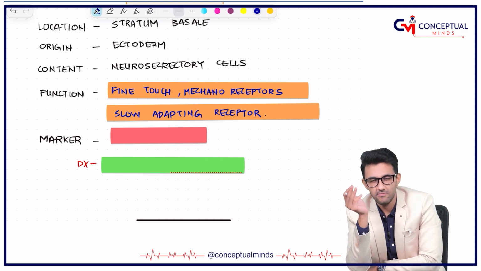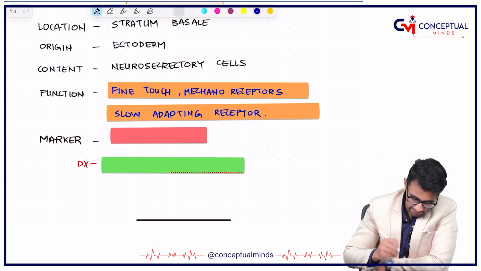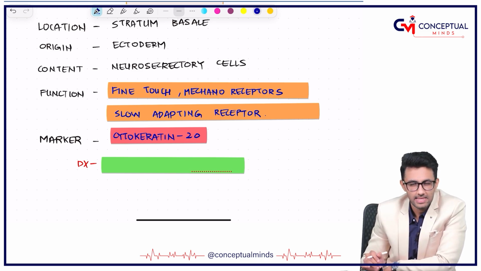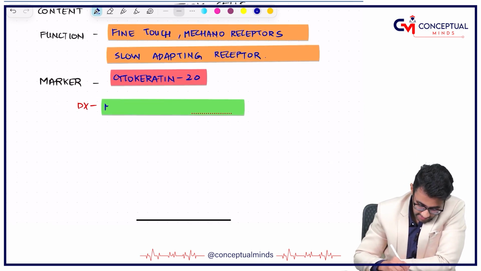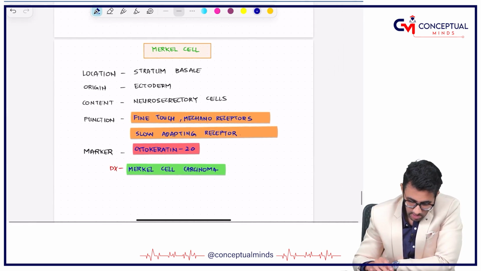So what is the marker for this? As we read for the other two, the marker for this is cytokeratin 20. If the Merkel cell has any malignancy, it is Merkel cell carcinoma. All right, pretty simple. So that was all about the Merkel cell.